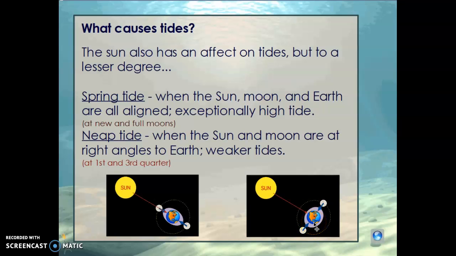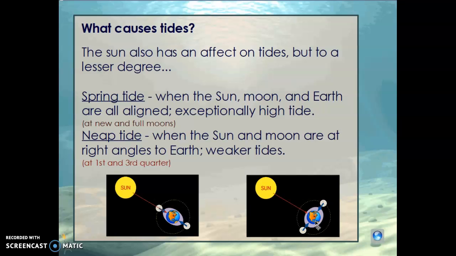And this is first and third quarter, which don't let that confuse you. That's when you would see a half moon in the sky. Okay, so if you think about it like you're playing tug of war, it's like the sun is pulling it in this direction and the moon is pulling it 90 degrees in this direction. Okay, so your high tides are not going to be as high and your low tides are not going to be as low. That's what we call weaker tides.